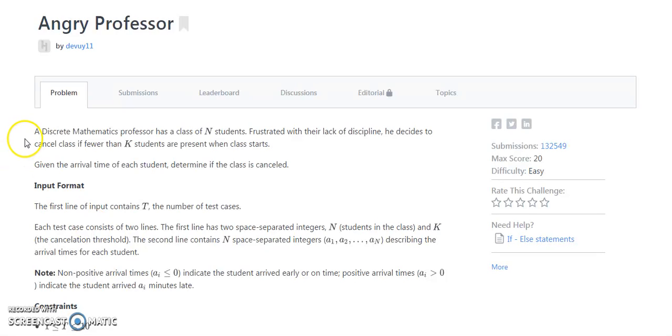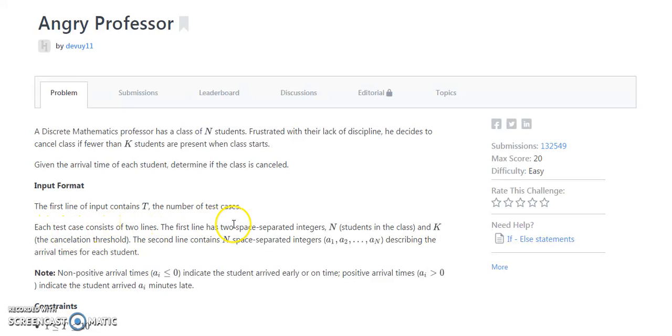The problem is saying that a discrete mathematics professor has a class of n students. Frustrated with their lack of discipline, he decides to cancel the class if fewer than k students are present when the class starts. Given the arrival time of each student, determine if the class is cancelled. So what they are inputting: the first line contains t, the number of test cases. We need to print an answer for each test case. Each test case consists of two lines.